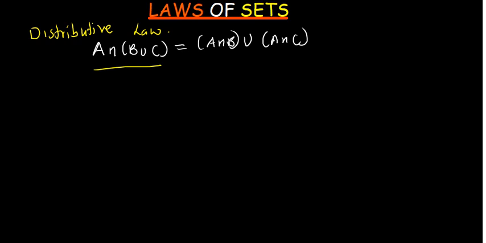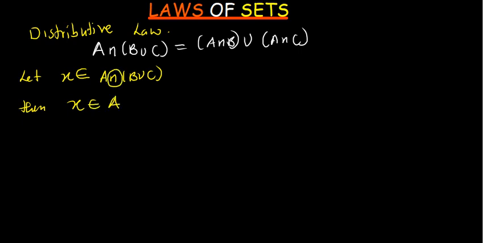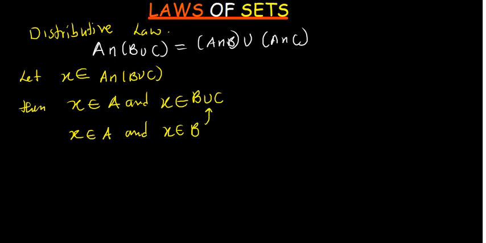Starting with the left hand side, let X be a member of the first part, A intersection B union C. So this means that X is a member of A, but where there is intersection, I'm going to put and, X is a member of this other part, which is B union C. So from here, we'll say X is a member of A and X is a member of B. This union which is here, we are going to put or, X is a member of C. Anyone left behind on this?